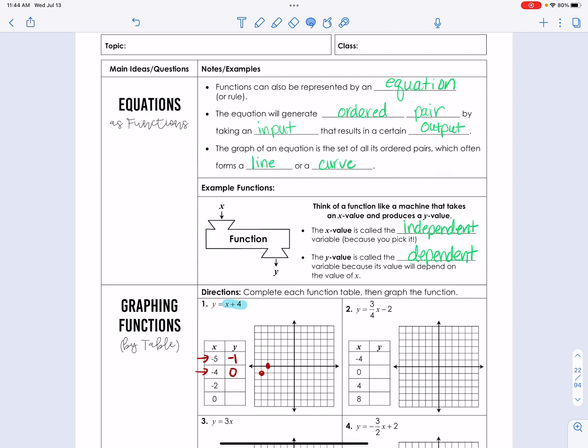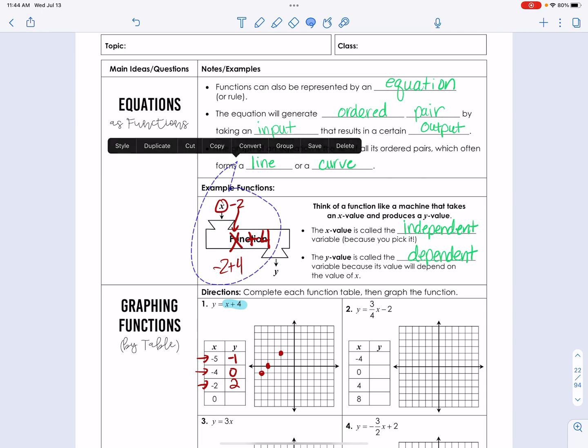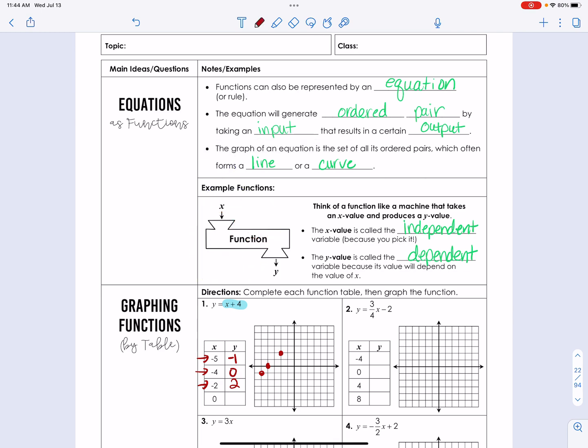Don't worry, I'm not going to do this every time. I'm just trying to really drive this home. You're putting a -2 in for the x, and you get -2 plus 4, which is 2. So you have a point at (-2, 2). And this is the last time we're going to do this. I think you understand this little machine.